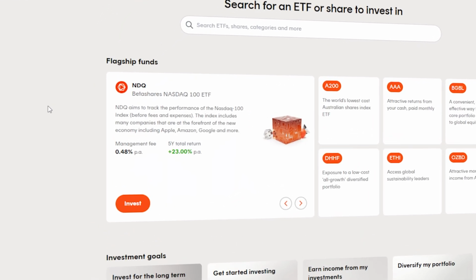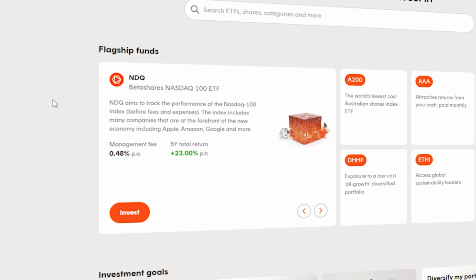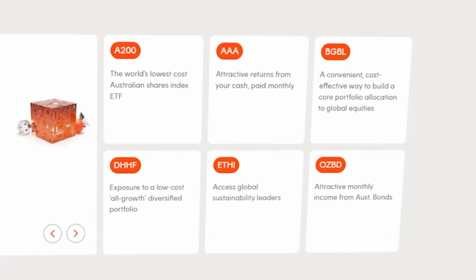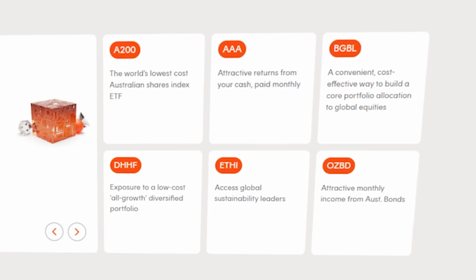Of course, you can buy other ETFs with BetaShares Direct as well, but given that this product is from BetaShares, they've done a very intentional job to make sure that they only display their products because they want to promote their products. So you can see that there are flagship funds like the NDQ, which is a very popular ETF that tracks the NASDAQ 100 index over in the US. You've got A200, which tracks the ASX 200 in Australia, and you've got some other funds as well.